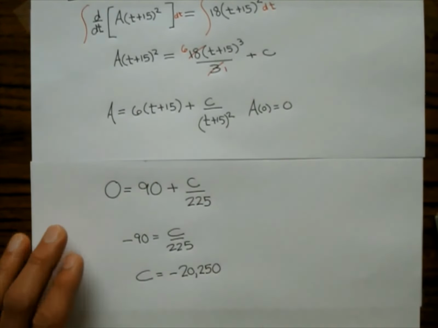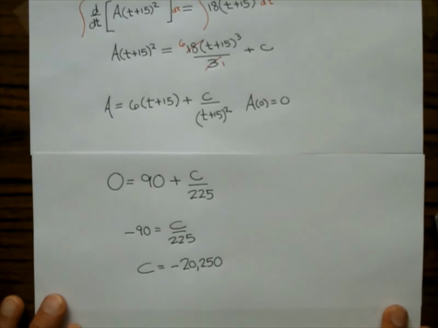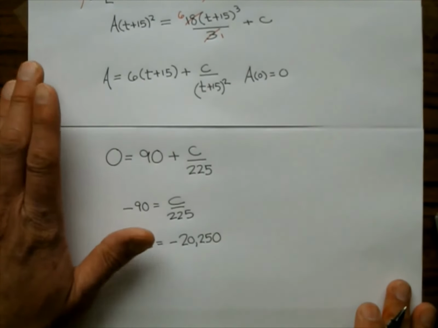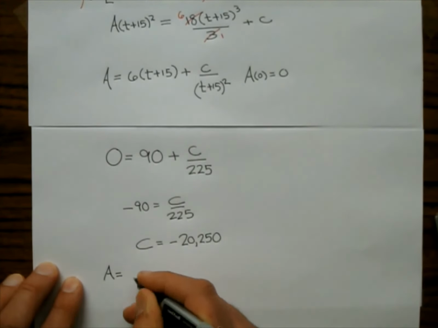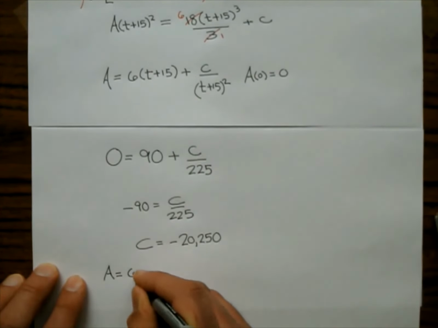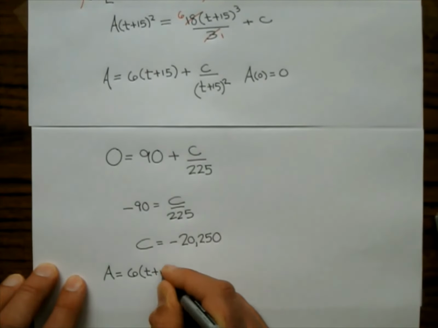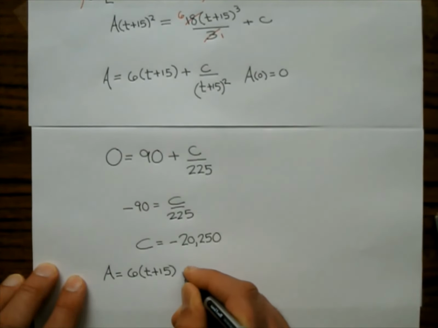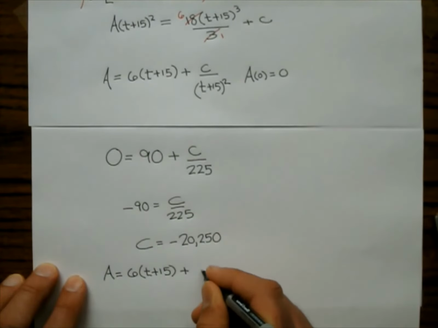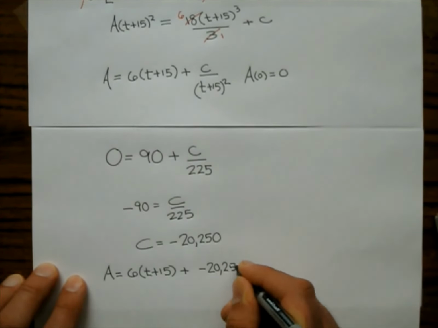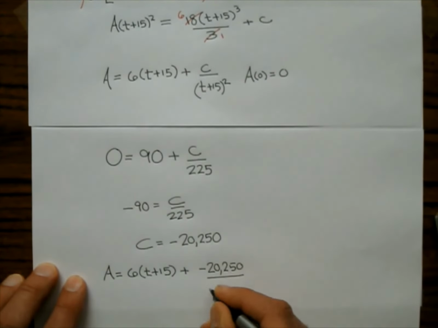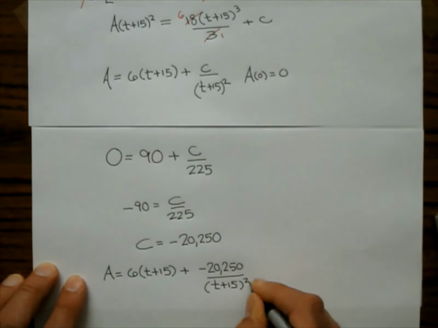20,250. So let's go ahead and rewrite the differential equation. This one right here. The amount equals 6 times t plus 15 plus, oh, I should have put minus, oh well, minus 20,250 all over t plus 15 squared.